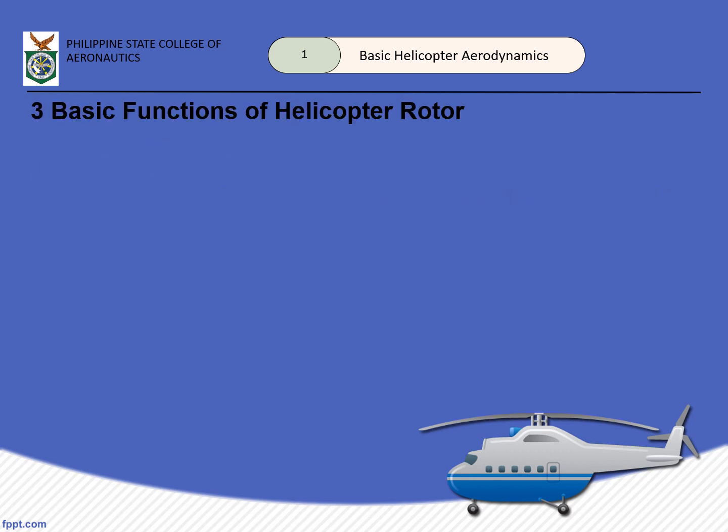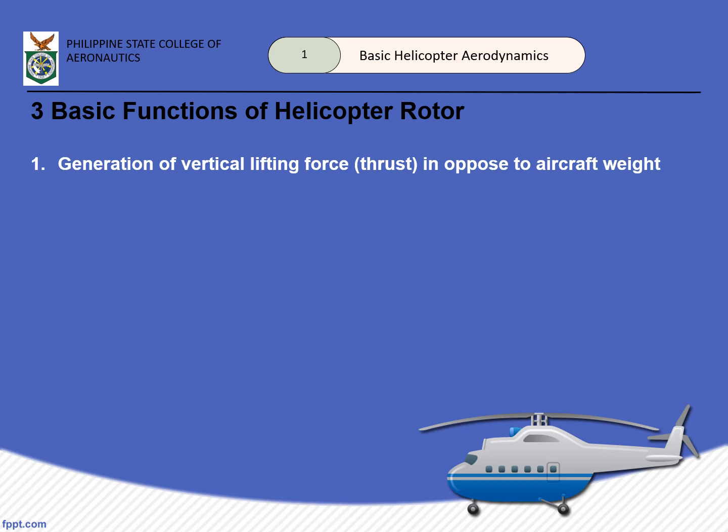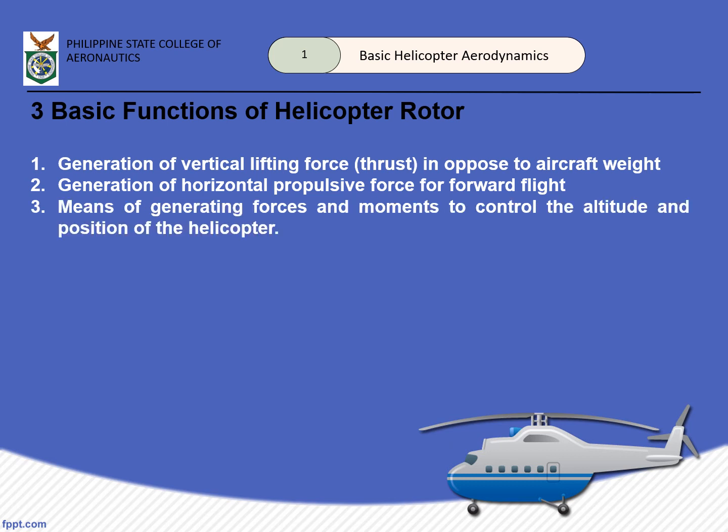Okay, now we reach the three basic functions of the helicopter rotor. The first is generation of vertical lifting force or thrust, opposed to the aircraft weight. The second is the generation of horizontal propulsive force for forward flight. And lastly, the means of generating forces and moments to control the attitude and position of the helicopter.